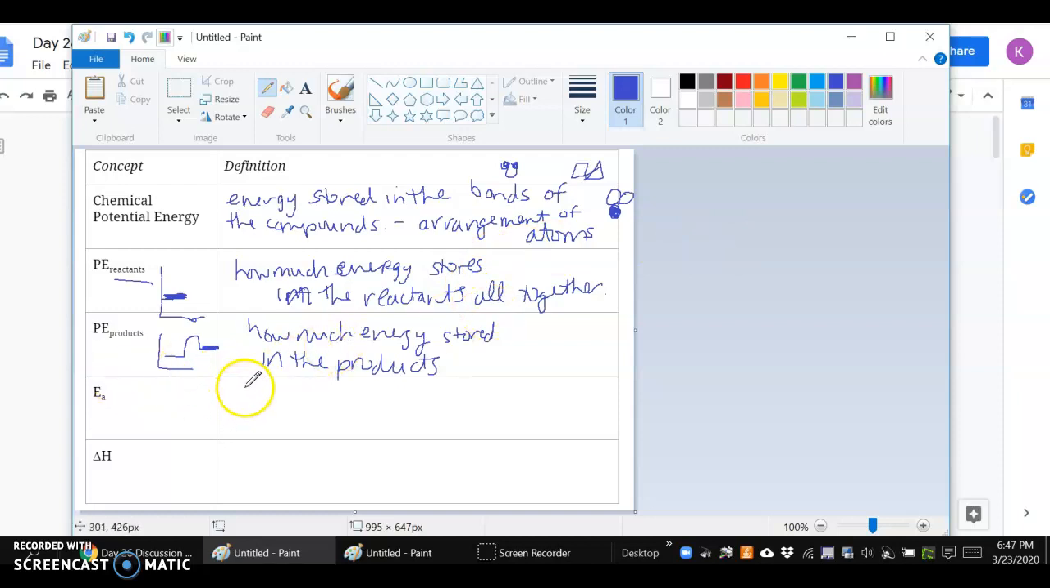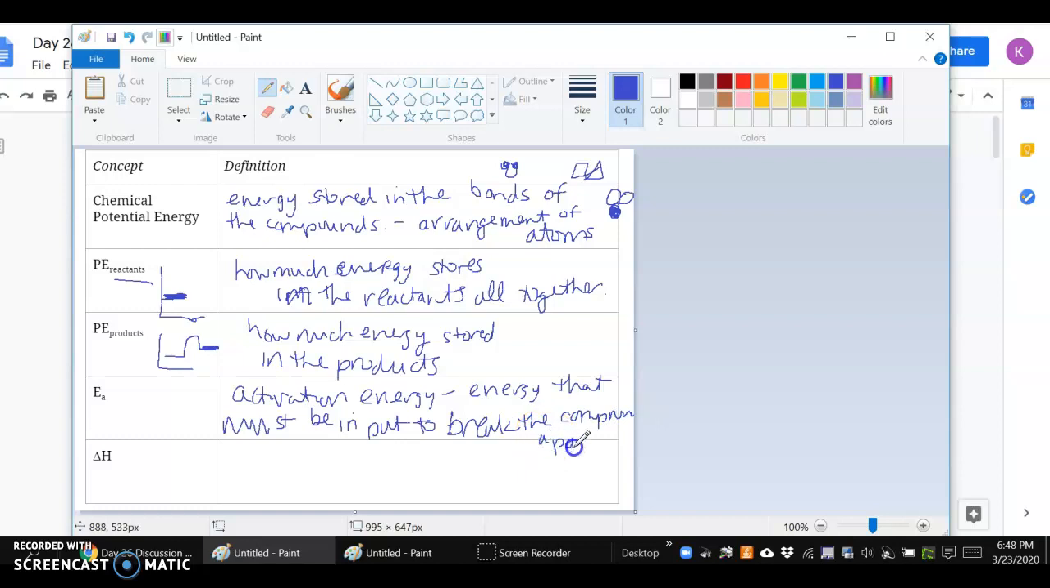That EA is what we call the activation energy. That's the energy that must be input to make the reaction go, basically to break the compounds apart into their elements so they can reform in the reaction. And then delta H is the overall energy loss or gain in the reaction. I'm going to label reaction RXN, okay?